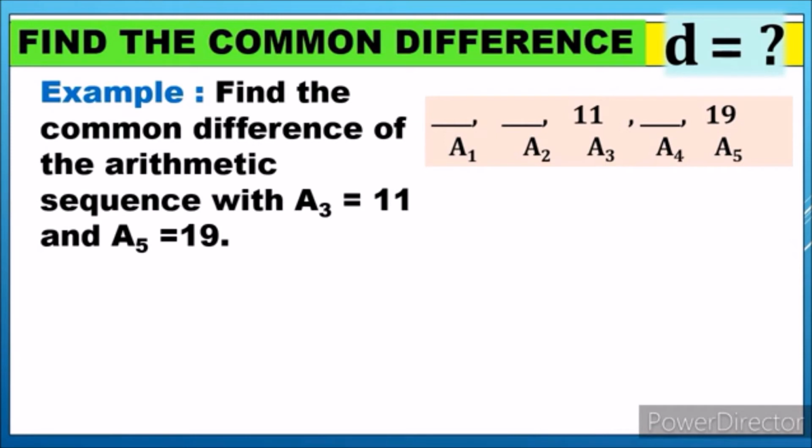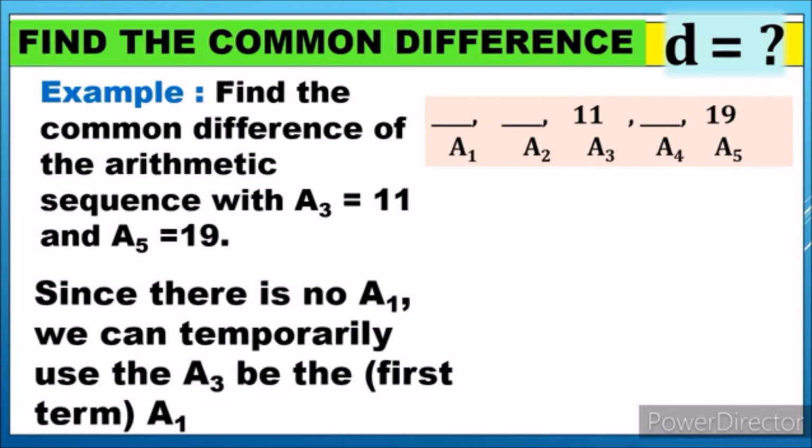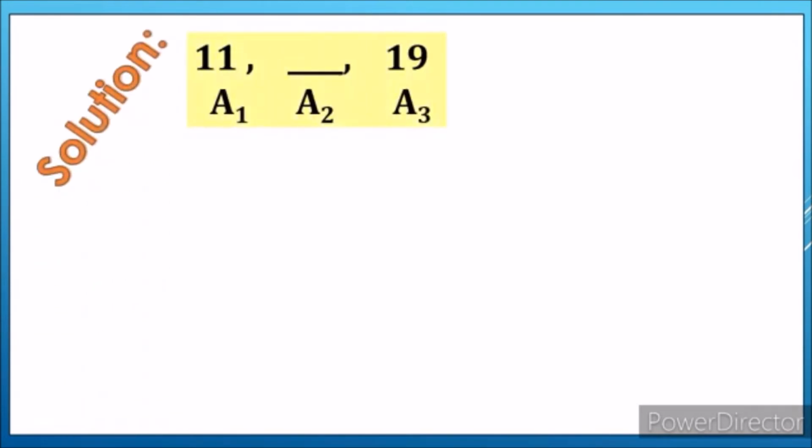Now, since in this given illustration there is no a sub 1, we can temporarily use a sub 3 as the first term, or a sub 1. So from the above illustration, we can have a new illustration, which is 11 as a sub 1, a sub 2 is unknown, and a sub 3 is 19. So for the solution, we can apply our new illustration.